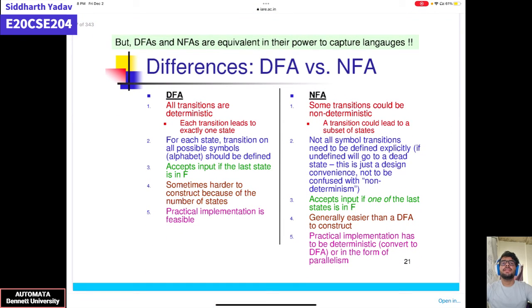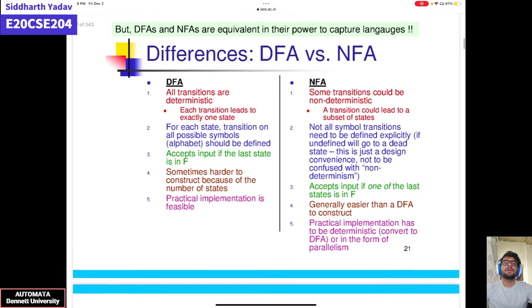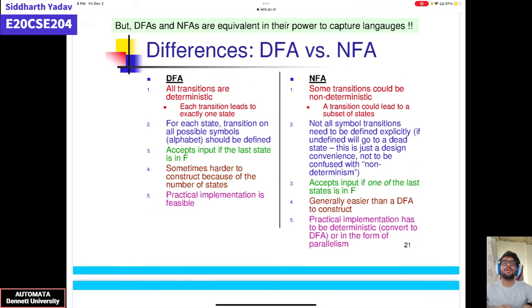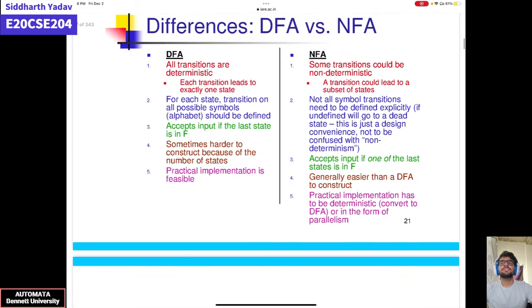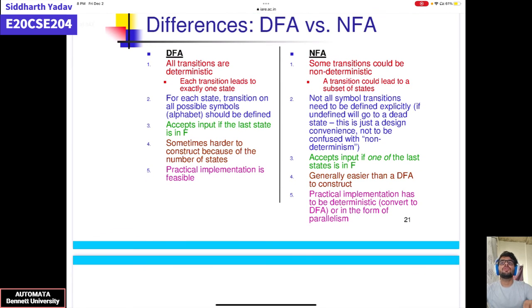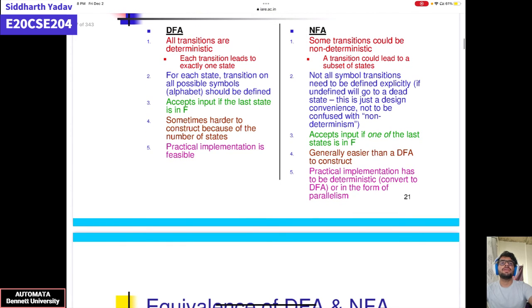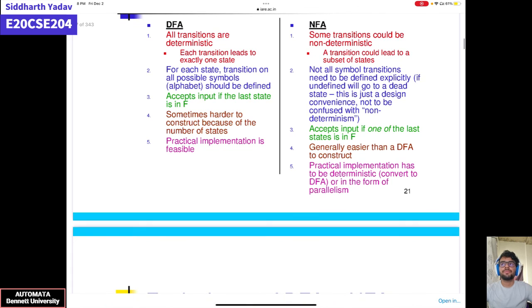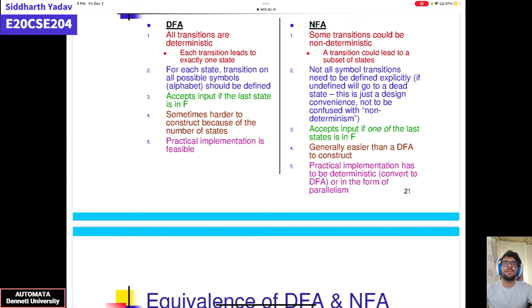Now let's discuss the differences between DFAs and NFAs, which are equivalent in their power to capture languages. Differences of DFA and NFA: in a DFA, all transitions are deterministic; in an NFA, some transitions could be non-deterministic. In a DFA, each transition leads to exactly one state; in an NFA, a transition could lead to a subset of states. In a DFA, for each state, transitions on all possible symbols should be defined; in an NFA, not all symbol transitions need to be defined explicitly. If not defined, it will go to a dead state; this is just a design convenience, not to be confused with non-determinism.